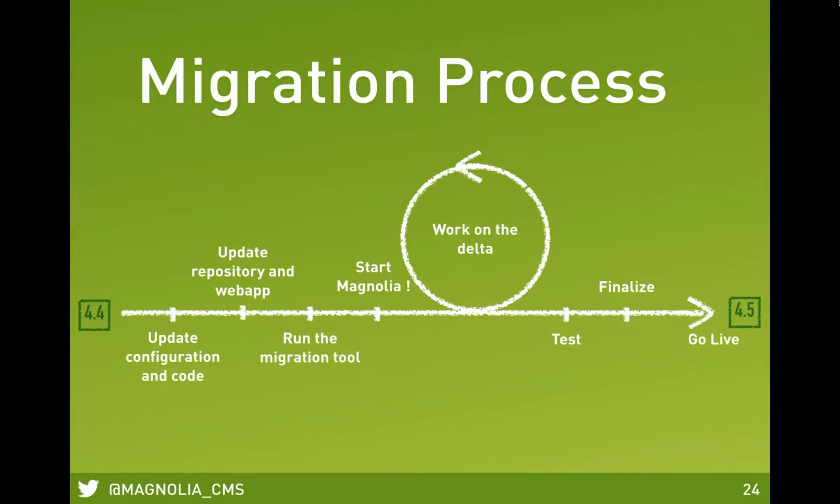Now, we have seen the new features in Magnolia 4.5 that will impact your migration. So now I will detail the migration process. As you can see, when you move from Magnolia 4.4 to Magnolia 4.5, it's mostly a linear process, a step-by-step process, with an iterative phase in the middle. This iterative phase, as we will see later, is mandatory and concerns essentially all the customizations that you have in your project.